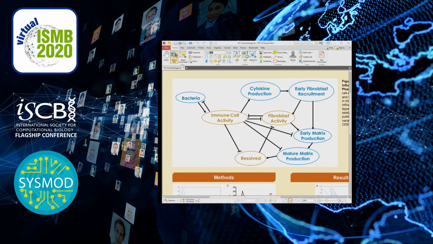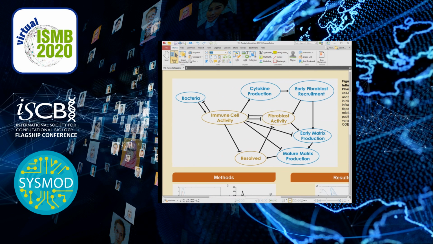Here's our model. Most computational models of wound healing have focused on either the inflammatory phase or the proliferative phase. But in this work, we're developing a dynamical system model that represents the transitions between the three phases as if it's a self-organizing system of mutual regulation.